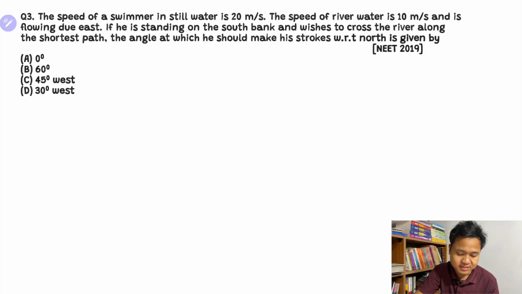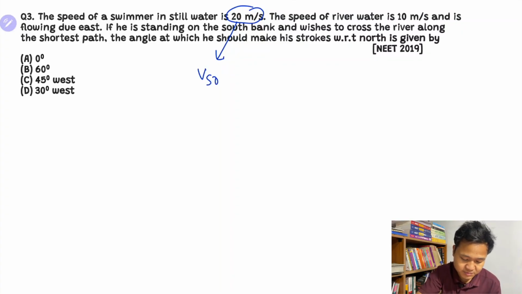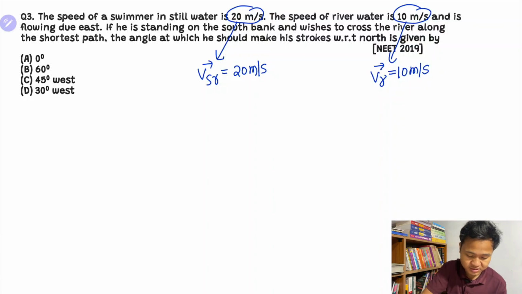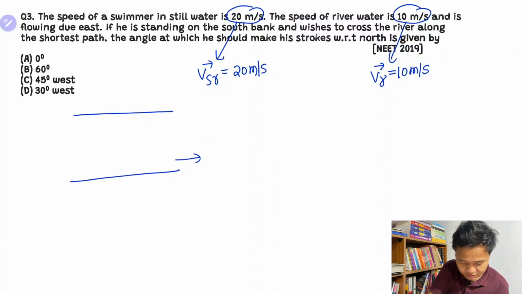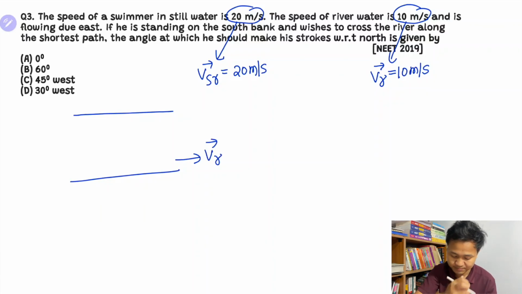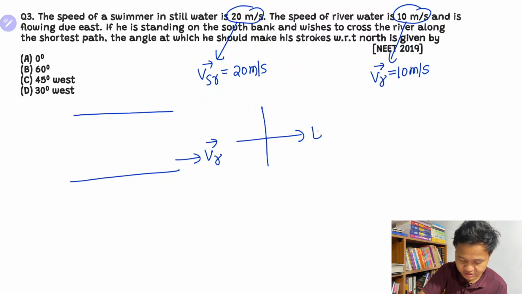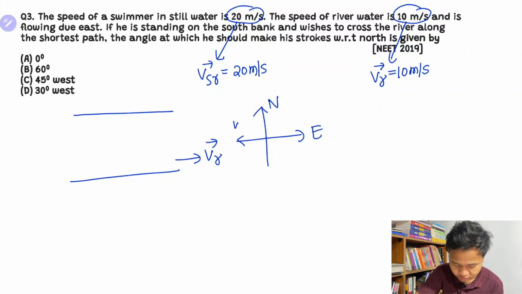A question has been asked in a medical exam from 2019. Let's see the question: the speed of a swimmer in still water, so the velocity of swimmer with respect to the river, is given as 20 meter per second. The speed of the river, VR, is also given as 10 meter per second, and it is flowing due east. So the whole thing is like this. Velocity of river towards east. So it will be like this: this is east, this is north, and west and south.